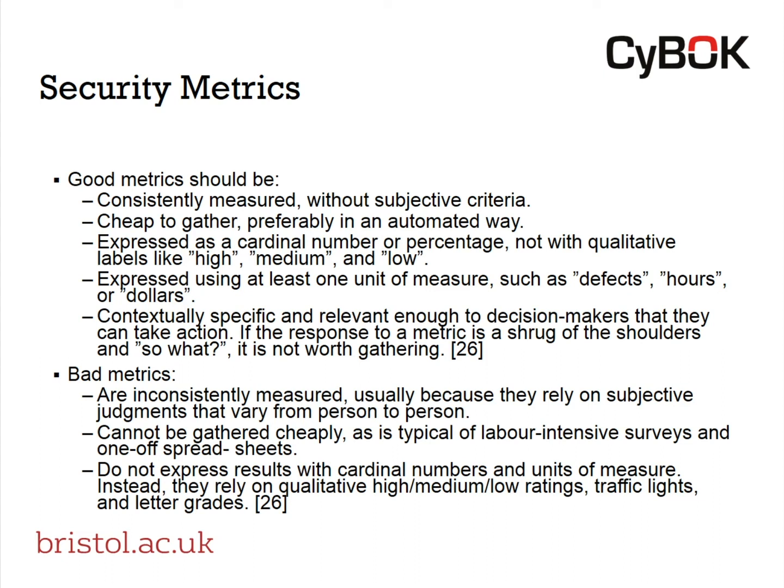So bad metrics examples are ones where they're inconsistently measured because they rely on subjective judgments from person to person, where they can't be gathered cheaply or are labor intensive. So you've got spreadsheets that nobody else can see, or they don't express numbers and units, percentages, where they rely on quite subjective ratings, traffic lights and letter grades, for example. And this is quite contentious because these are used quite widely, red, amber, green. They are quite easily interpretable as this is really bad, this is medium, this is okay. But in terms of metricizing something of meaning, it is quite difficult to relate to, particularly across different people.